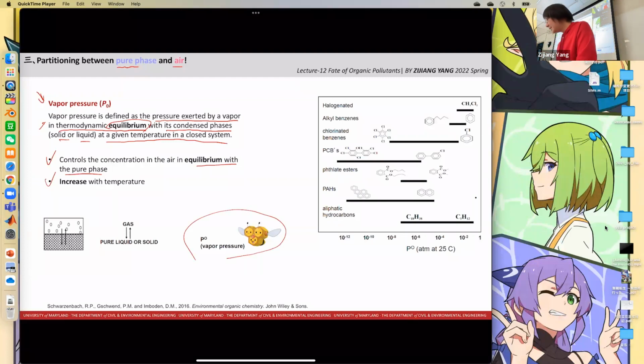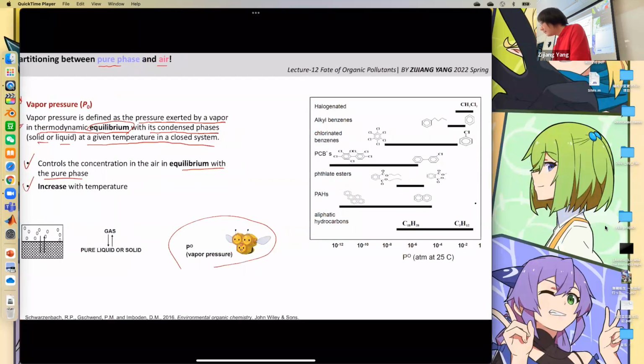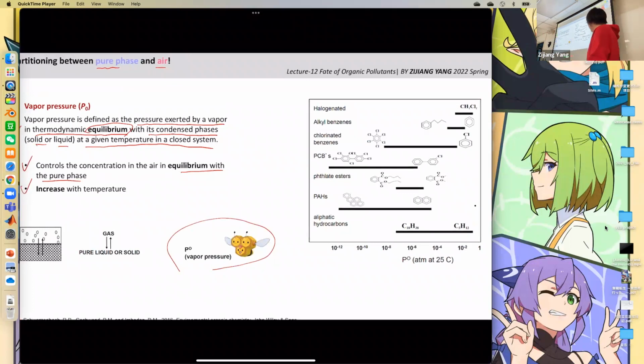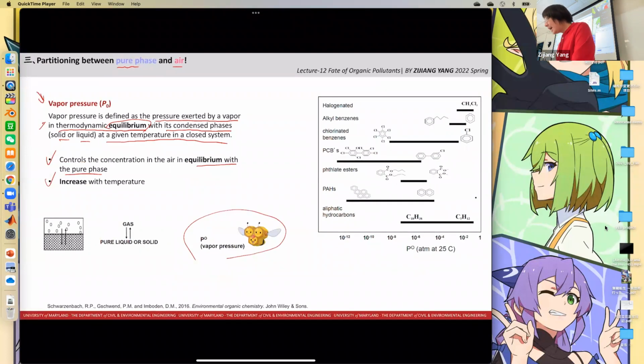And on the right side, it just shows some of the chemicals that have different vapor pressures. And from this picture, we can see that usually the smaller molecules have a higher vapor pressure. In other words, the small molecules are easier to fly or to evaporate in the air. And for this one, do you guys have any questions?